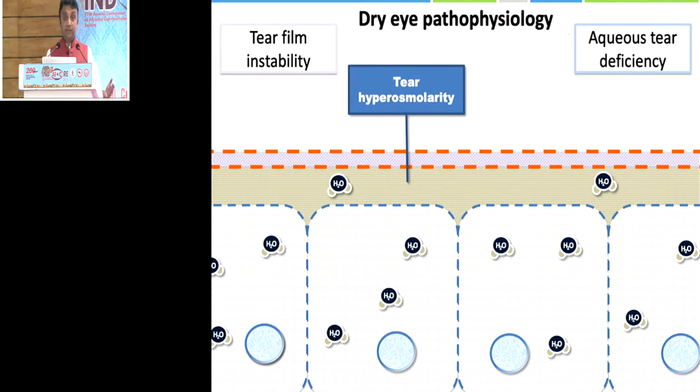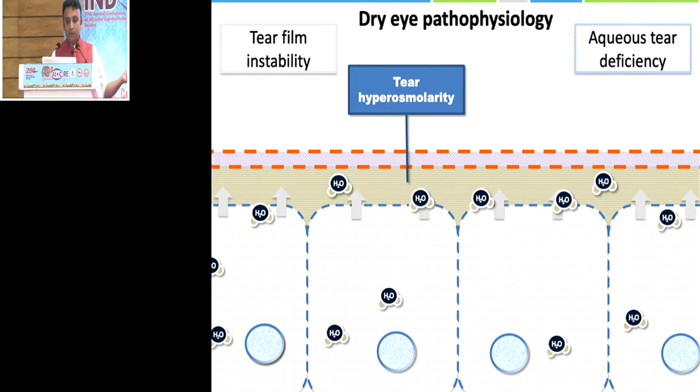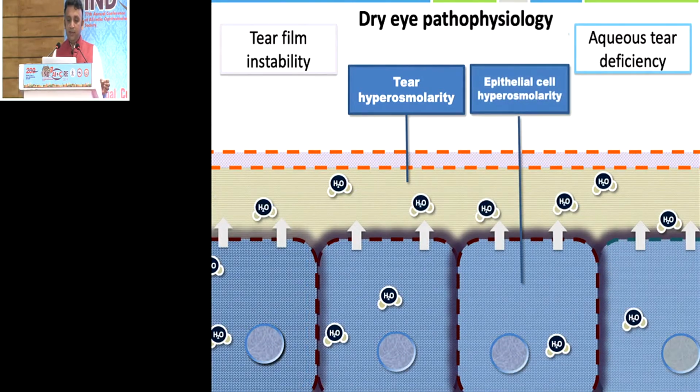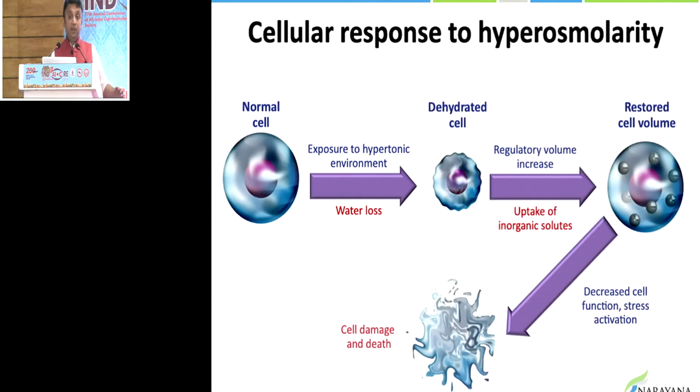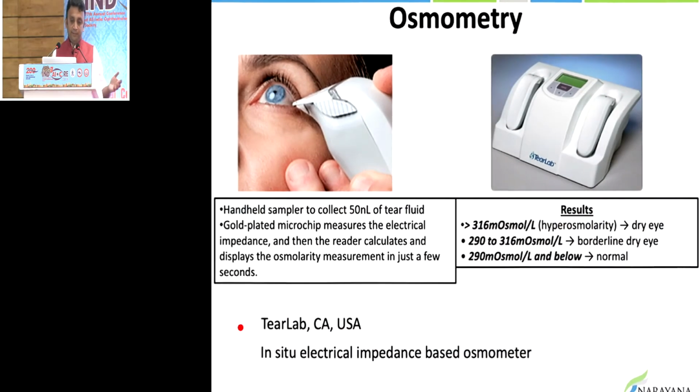Hyperosmolarity is very important, and there are plenty of studies about it. They tell us that when the tear film becomes hyperosmolar, it drains water from inside, leading to epithelial dehydration. When epithelial dehydration occurs, the epithelium would like to rehydrate and takes water molecules inside. When that happens, it's not controlled, and the cell will rupture, and that's how the cell will dry, and it will die.